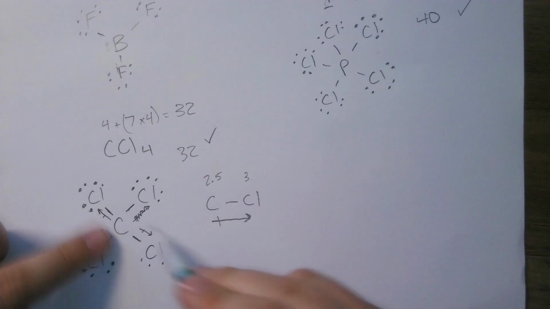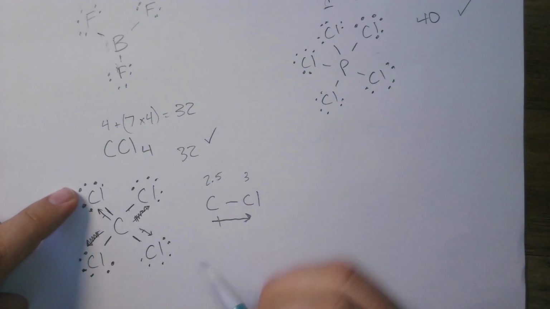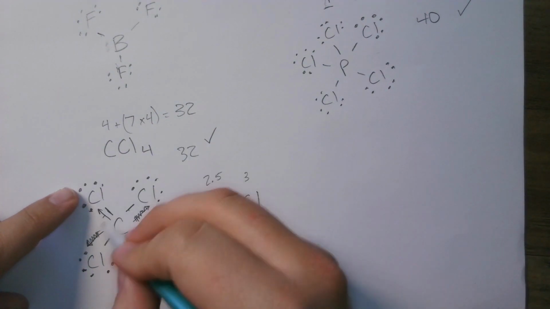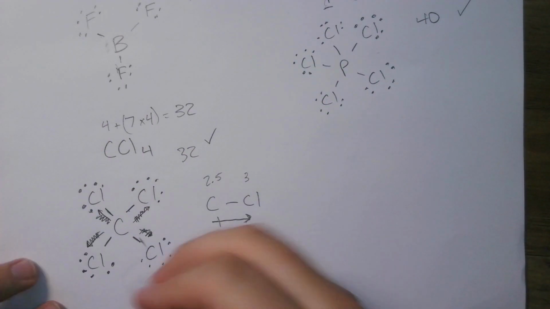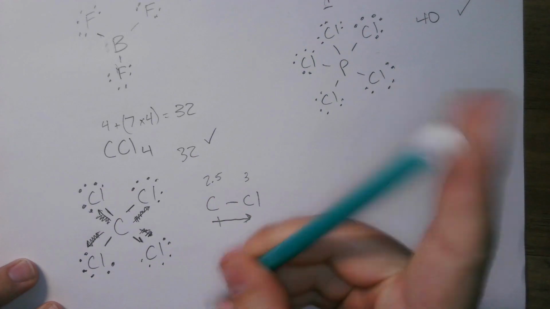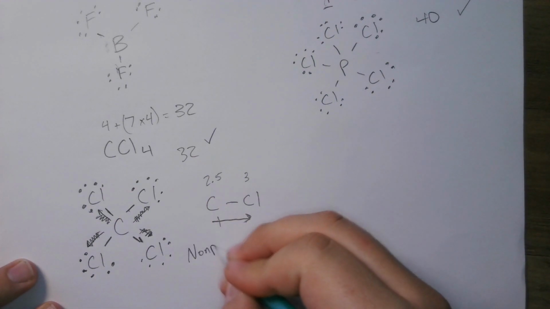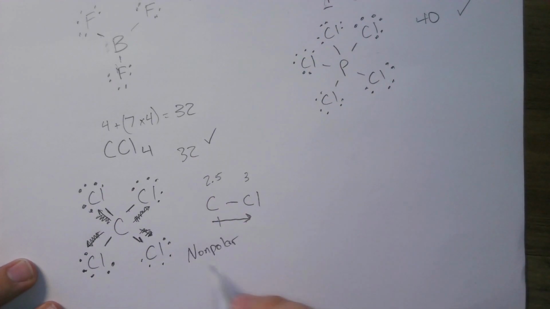These 2 are the same. One's going completely this way, one's going completely this way. They cancel each other out. Even though this thing's made of 4 polar bonds, the entire molecule is non-polar. The symmetry of the shape cancels out the polarity.